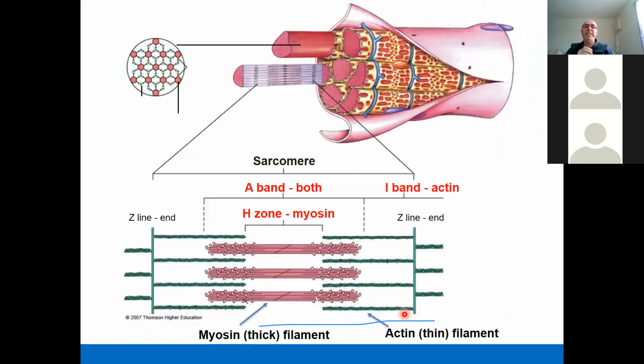Here, this is a big picture of the previous slides. We have here only myosin, okay, and in the H zone we have only myosin filament. In the A zone we have both myosin and actin filament, but the I band only includes actin filament, the thin filaments.